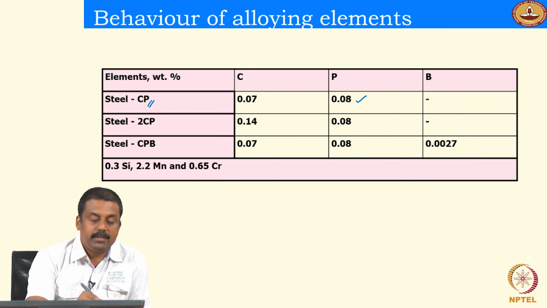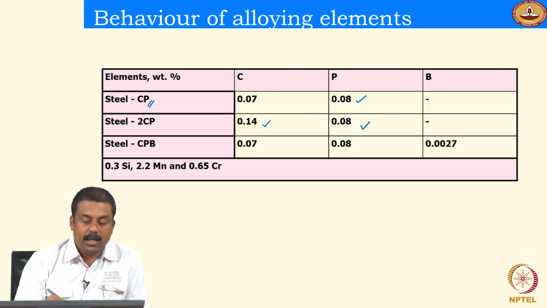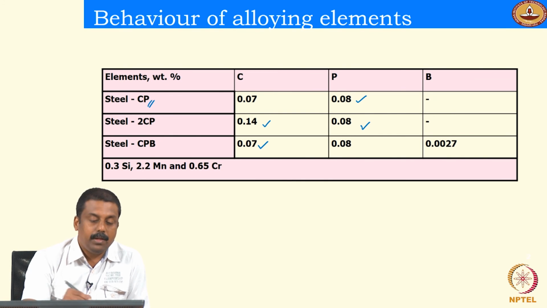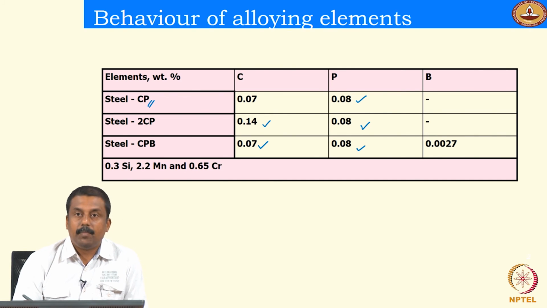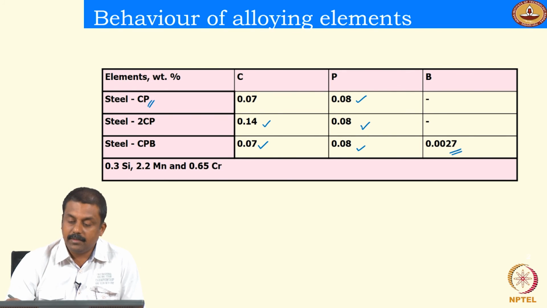And in the second case, 2CP, we have a double amount of carbon, with the phosphorus being the same. In the third condition, the carbon concentration is similar to the first case, steel CP, and phosphorus is the same, but we added some amount of boron, because we have also seen in the previous lectures that boron is added in some steels to increase hardenability, especially in hot stamping steels. Boron is very much preferred in order to increase hardenability.